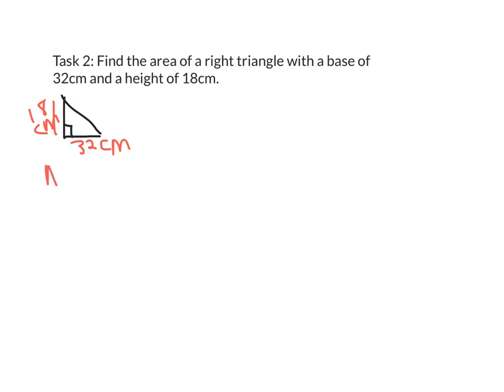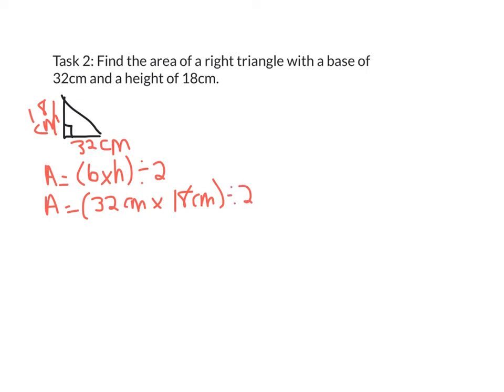I can go ahead and use this information to plug into my formula. So my formula is area equals base times height divided by 2. And then area equals, my base is 32 centimeters times my height, which is 18 centimeters, divided by 2. And then I'm going to go ahead and solve for my brackets first. So I can do my work here again on the side. And it's always important to show your work.